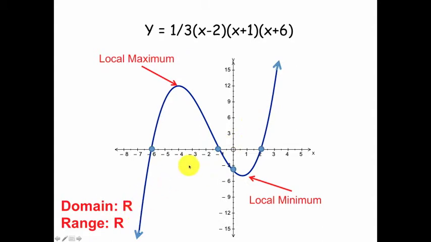Now the same for the range. I want to find out what y values the graph exists for. Well, it's going to hit the graph at -15. You can see there it's going to hit the graph. At -6 it's going to hit the graph. At 12 it's going to hit the graph. And at 15 it's going to hit the graph.